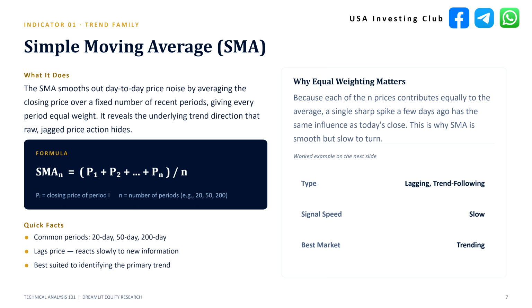Now, why does equal weighting matter so much? Because each of the N prices contributes identically to the average. A single sharp spike from several days ago carries exactly the same influence as today's closing price. That's precisely why the SMA is smooth, but also slow to turn. It has a kind of institutional memory that doesn't fade until that old price finally rolls out of the window. 3 quick facts to remember. Its type is lagging and trend following. Its signal speed is slow, and it performs best in genuinely trending markets. Next, we'll work through the full arithmetic by hand.